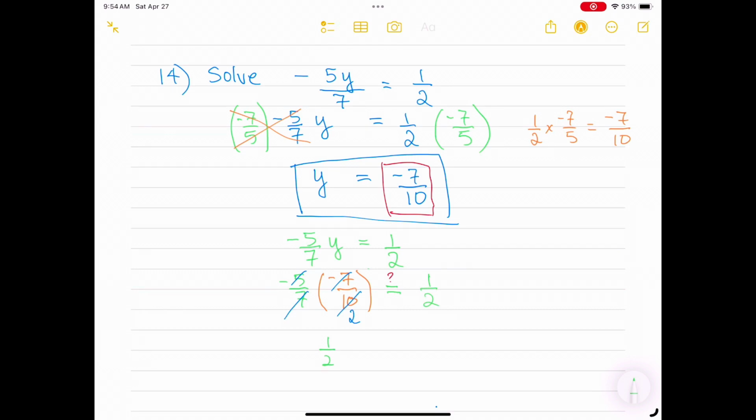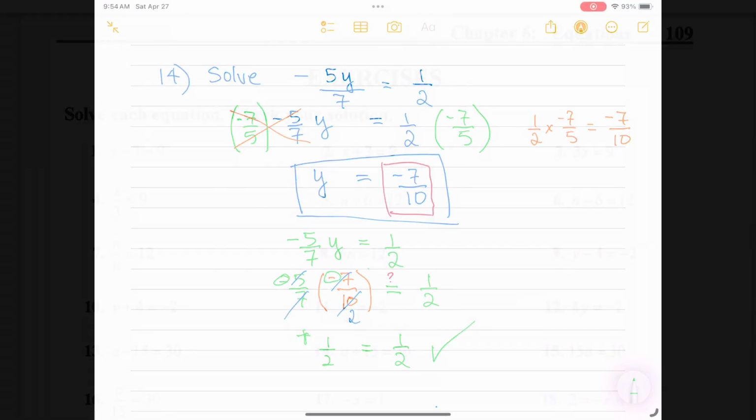So on the left-hand side of the equation, I now have 1/2. And the negative signs multiply to give a positive number, which leaves 1/2 on the left and 1/2 on the right. The solution y equals negative 7/10 is correct.